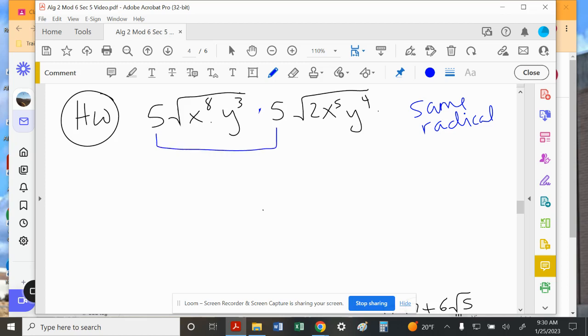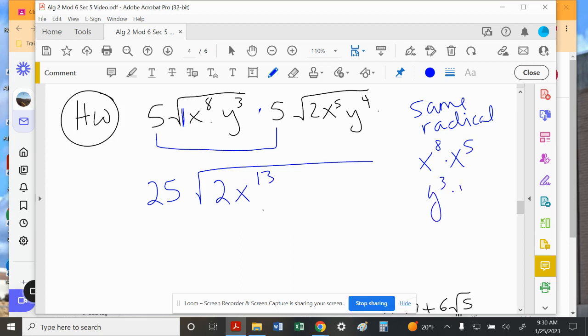So notice I can multiply those two, so I get 25, and then I have the square root. And now I have no number in front, but there really is a 1 there. So 1 times 2 is 2. X to the 8th times x to the 5th is x to the 13th. Y to the 3rd times y to the 4th is y to the 7th, because we add those powers.